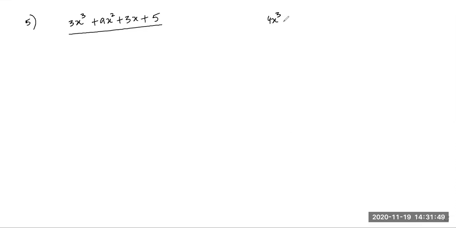Yeah, 4x cube plus x square minus 2x plus a. Oh, wow. So these are two polynomials. He says the polynomials leave remainders R1 and R2. So this leaves remainder R1 and this leaves remainder R2, right? When they are individually divided by x minus 2 respectively.